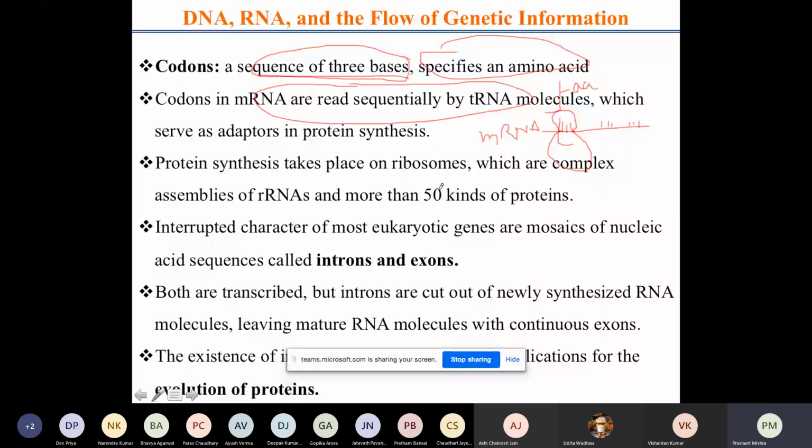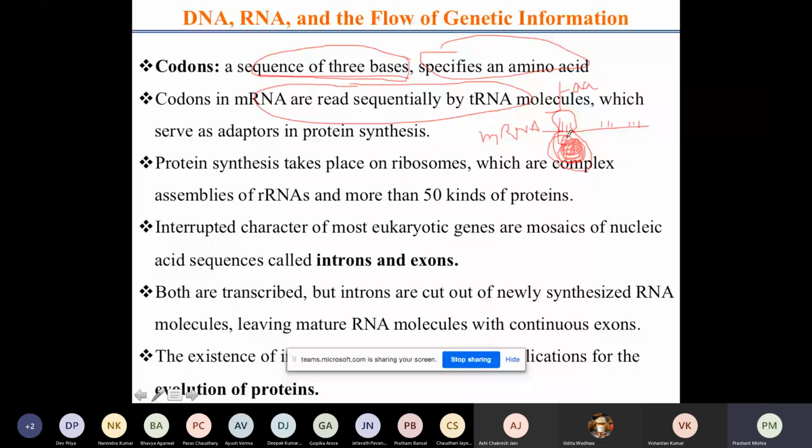So as I said, protein synthesis takes place on the ribosome, which is a complex assembly of rRNAs and more than 50 types of protein. So this is a complex structure, a kind of assembly which we call a ribosome. On the surface of the ribosome, mRNA is going to bind. mRNA, having codons, will give information about which anticodon should bind. So if there are several tRNAs floating around carrying a particular amino acid, they will be recognized by the mRNA, and that's the way the amino acids come together.